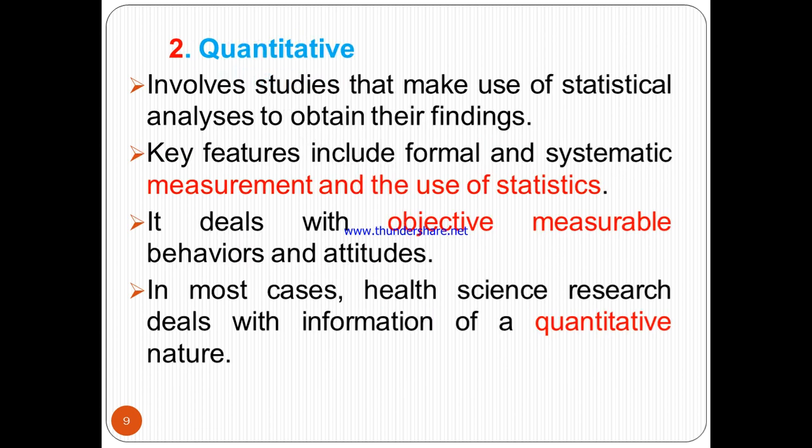And the other one is quantitative. It involves studies that use statistical analysis to obtain their findings. It uses numbers and statistics. The key features include formal and systematic measurement and the use of statistics. It deals with objectively measurable behaviors and attitudes. It is more descriptive. In most cases, health science research deals with information that is quantitative in nature.